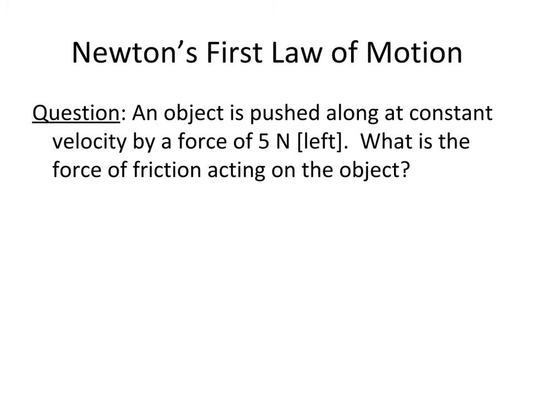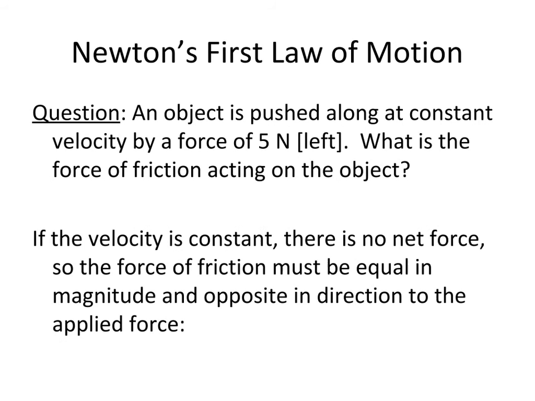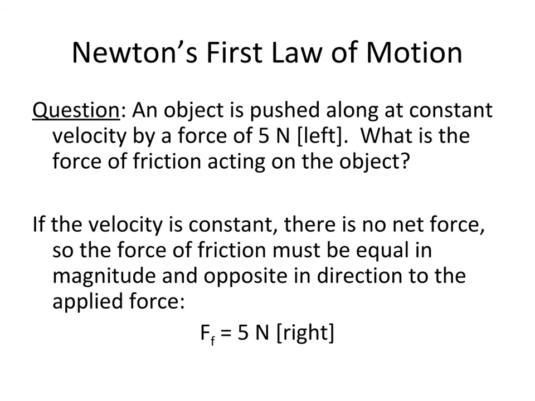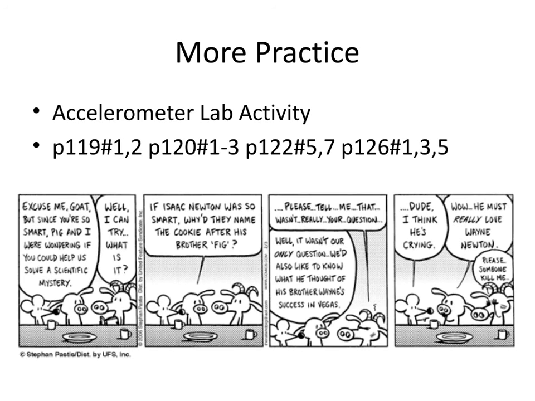Here's a question. An object is being pushed along at a constant velocity by a force of 5 newtons to the left. What is the force of friction acting on the object? Well, if the velocity is constant, that means that there's no net force. So the force of friction must be equal in magnitude and opposite in direction to the applied force. So the friction force must be 5 newtons to the right. Next, we're going to do a lab inquiry activity in which you're going to build your own accelerometer, and we'll try a few questions for practice.